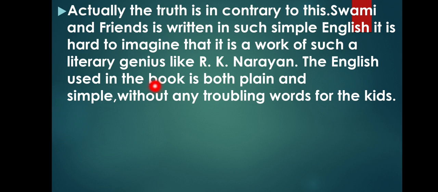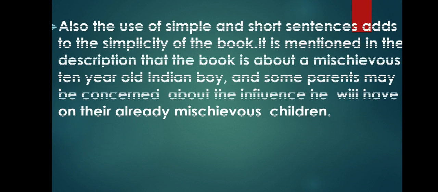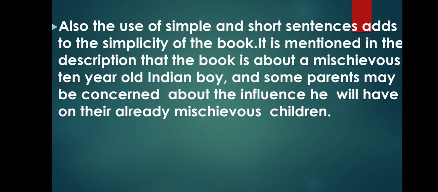The English used in the book is both plain and simple, without any troubling words for the kids. So the book is meant for kids. Accordingly, R.K. Narayan has used the language without any troubling words so that all readers, all kids, can understand the language of this novel. Further, the use of simple and short sentences adds to the simplicity of the book. Of course, the language is already simple, plus the sentences are not very lengthy. In fact, they are very simple and very short, so that these short and simple sentences help you to understand the content of the novel.